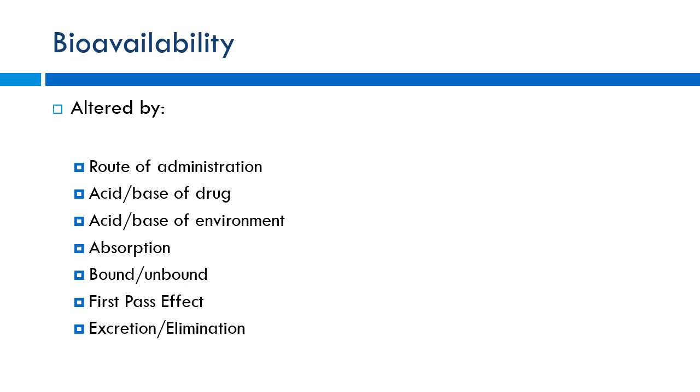Anyway, again, we know bioavailability is altered by the route of the drug itself. We talked about acid-base balance and how that can affect how well a drug gets absorbed. Then we'll talk about bound versus unbound, first pass effect, and excretion and elimination in a second. These are the things they have to show are the same between brand and generic so that they can market it and say, hey, this works just as well.